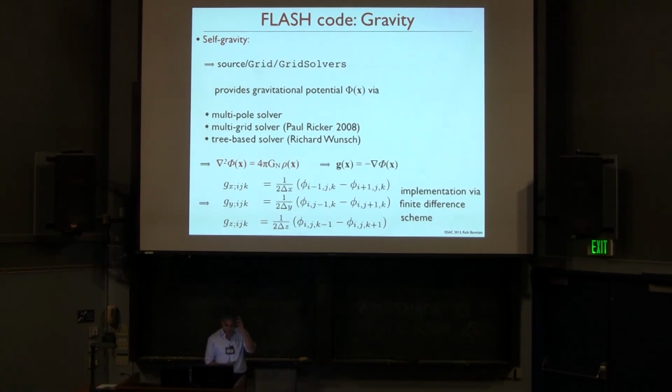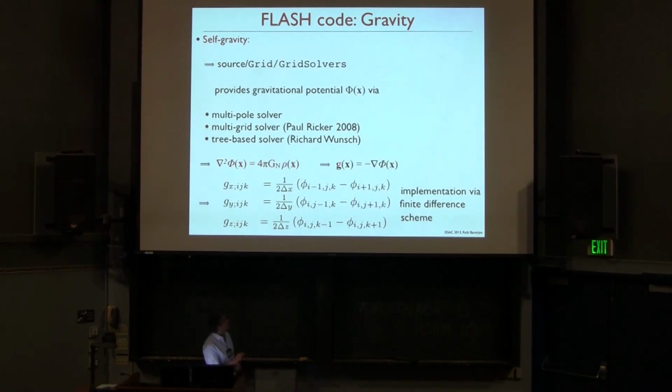And as I said, there are different ways to calculate the potential, namely by a so-called multipole solver and a multigrid solver. The multigrid solver was provided by Paul Ricker already in earlier versions, of course. You see this here with the date of the Flash code. And more or less recently, there's a tree-based, Barnes and Hut type solver provided by Richard Wünsch. He resides in Prague.